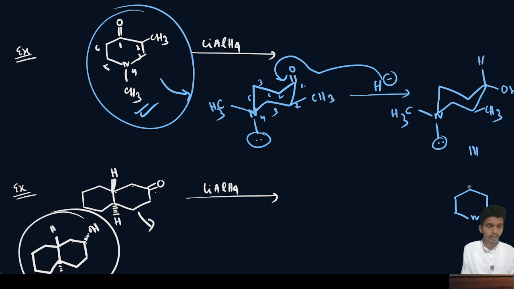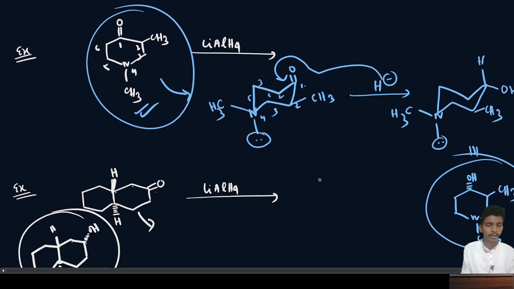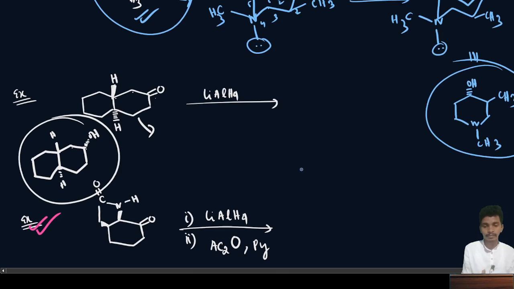So here the OH is on the downside, and here it will be CH3, and the same thing will be here: nitrogen, and here also CH3. So this is the final answer for this question. We will move to the next question now.